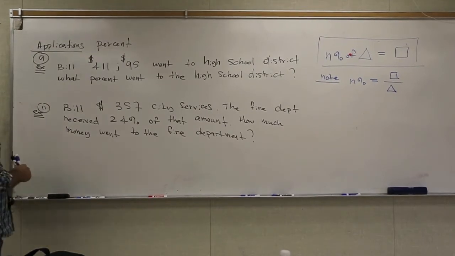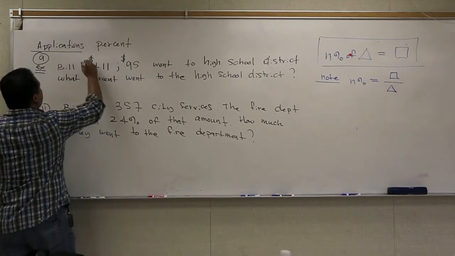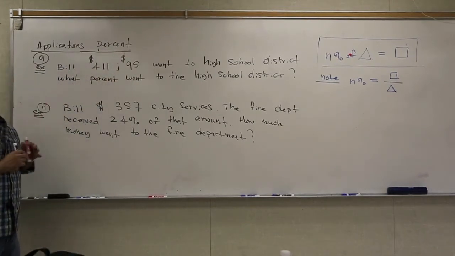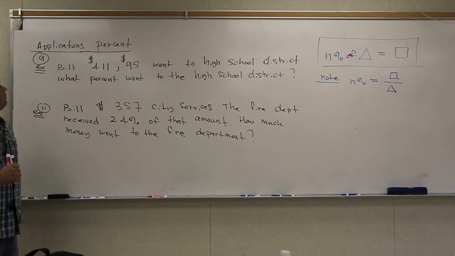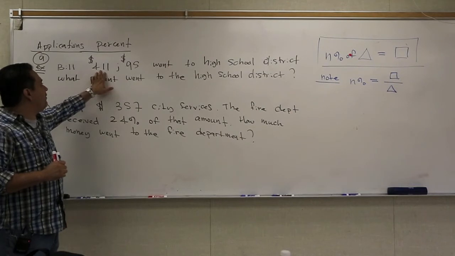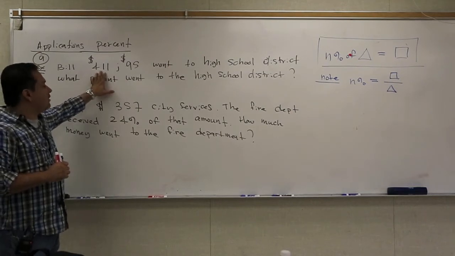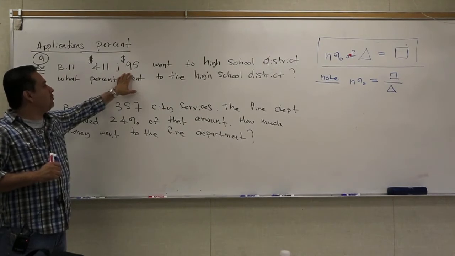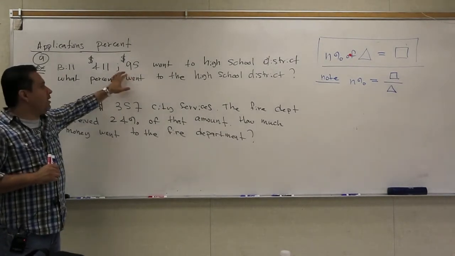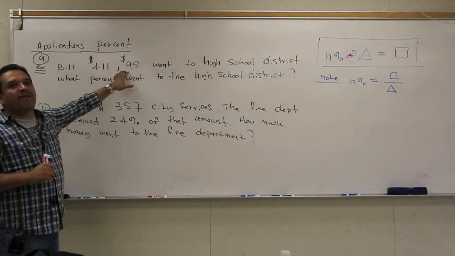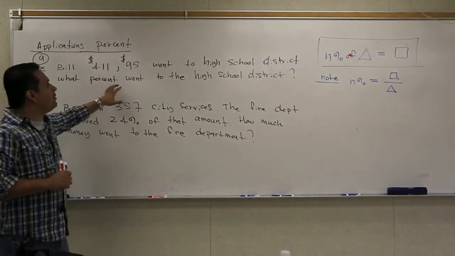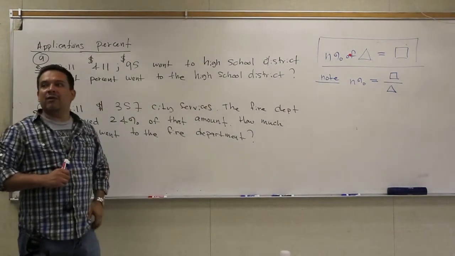Okay, so we're working on the applications of percent worksheet here. And number 9, you guys know we have a bill. In that worksheet, you have a bill supposedly for a total of $411 that went to some city services, $95 of which went to the high school district. So they're thinking of this as the total, and $95 went to the high school district. They want to know what percent went to the high school district.